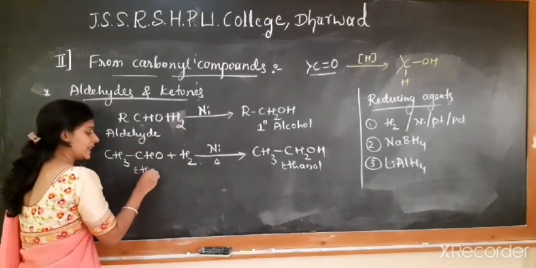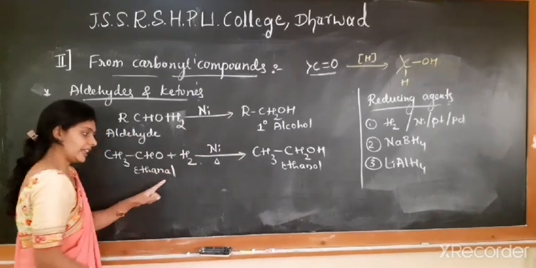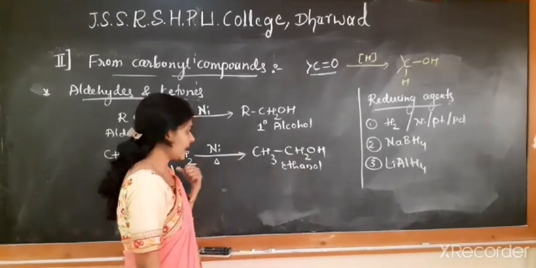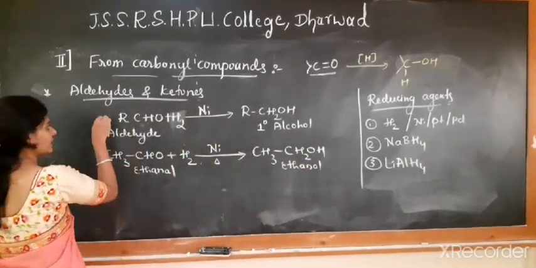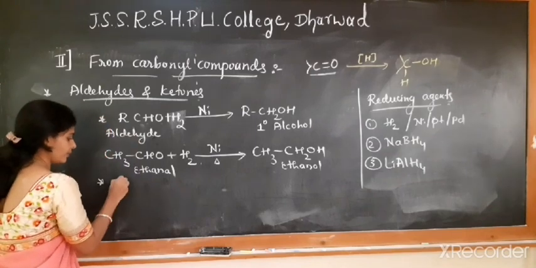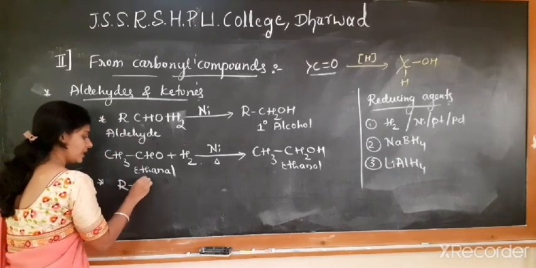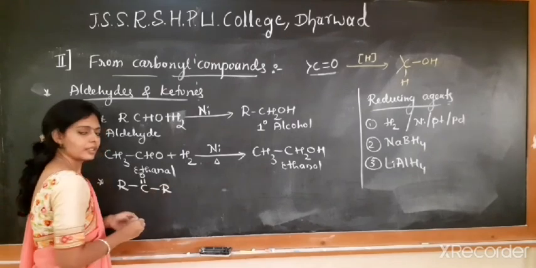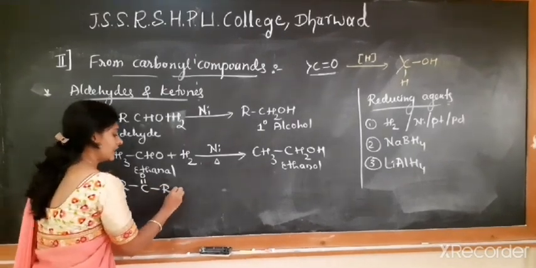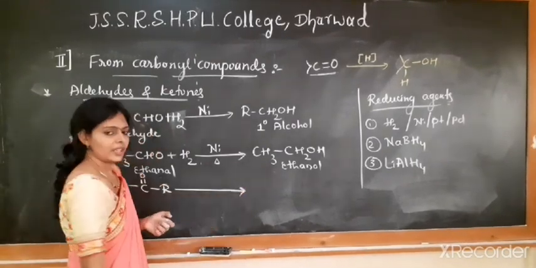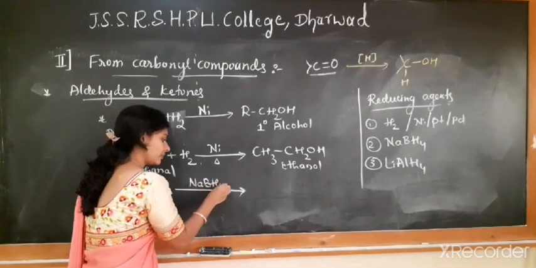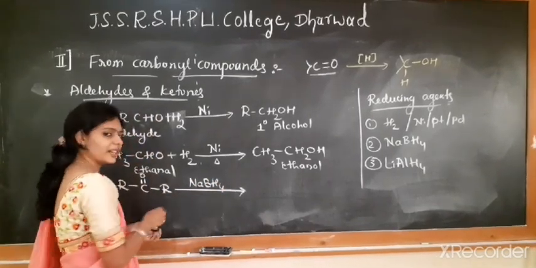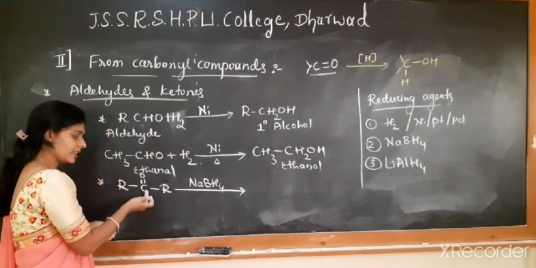This is ethanol. Aldehyde is converted to alcohol. Similarly, if I take a ketone, RCOR, which may be the same or different groups, and subject it to reduction with sodium borohydride, what happens? It undergoes reduction, again the same thing, CHOH.